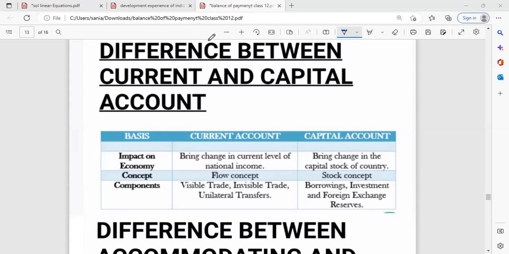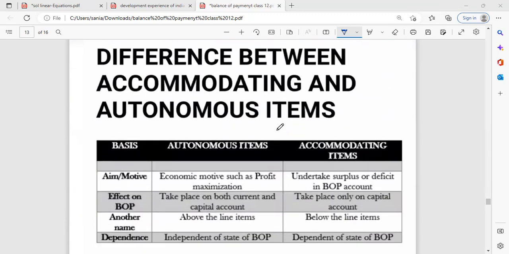Oh, yes, ma'am. Okay. Now coming to, there are two types of items. One is autonomous and one is accommodating items. First of all, autonomous items. Basically the main motive of autonomous items are economic motives such as profit maximization. And accommodating items, their main motive is to control surplus BOP or deficit BOP.